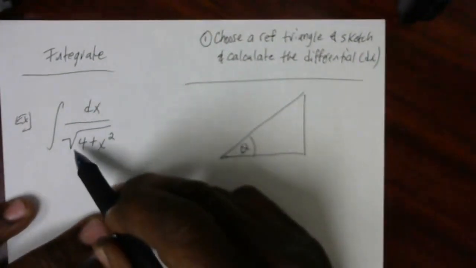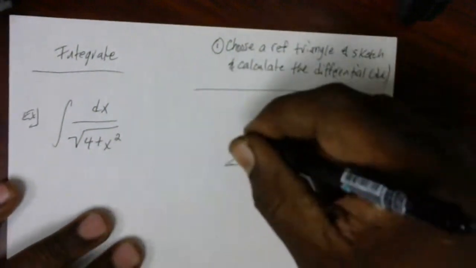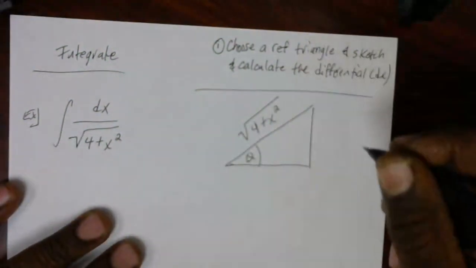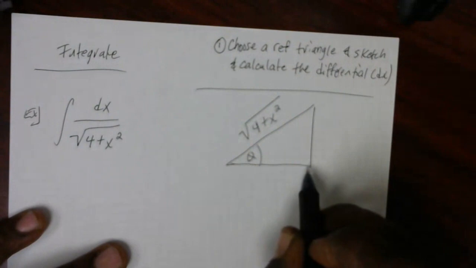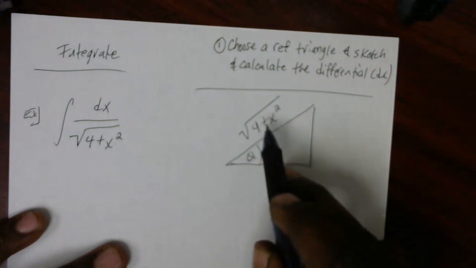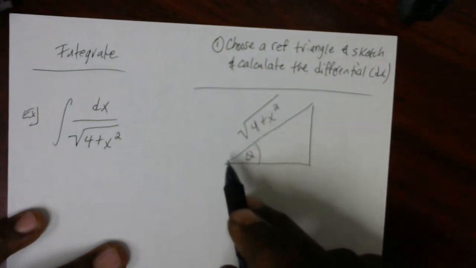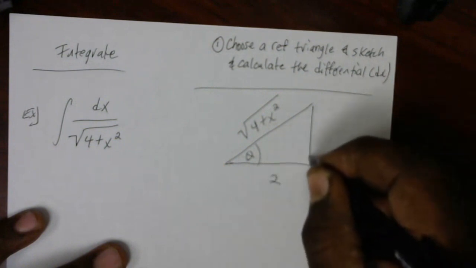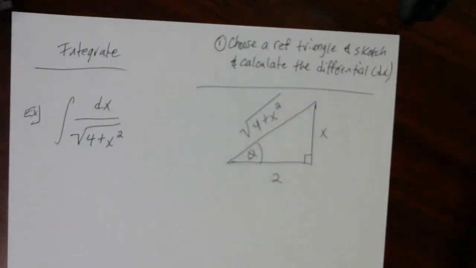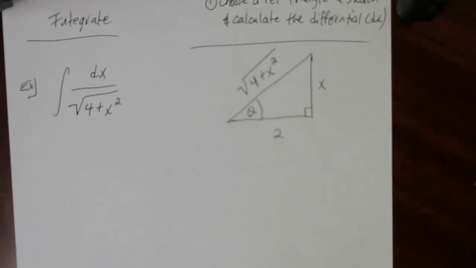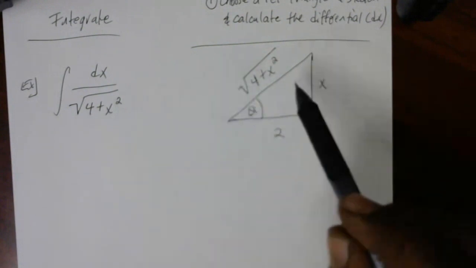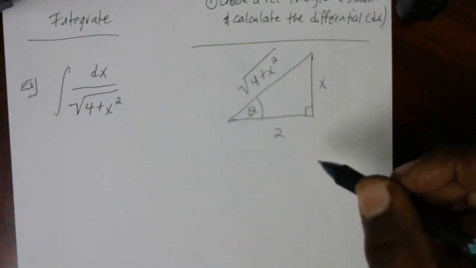So my hypotenuse should actually be the square root of 4 plus x squared. The length of this leg should be a, according to our triangle setup. But notice that a is actually 2 because 2 squared is 4. So the length of this leg is 2. And the length of this leg is our variable x. So our intent is to substitute x for some type of trig function. All right, so what is that trig function?